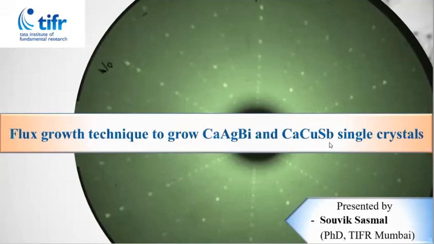Hello everyone. In our lab, we grow different types of crystals. We grow them for research purposes, not for industrial interest. We grow different types of crystals that may be very useful for looking at different electrical or thermodynamical properties. Today I will give a very short introductory talk on the different types of crystal growth and a few transport results on flux grown calcium Ag bismuth and calcium copper Sb single crystals.